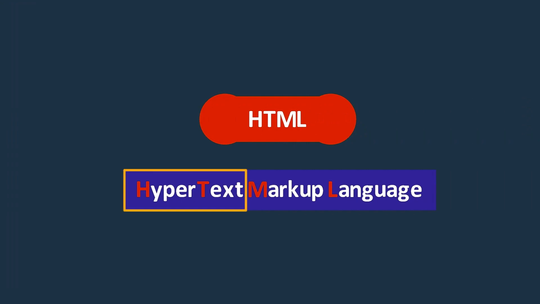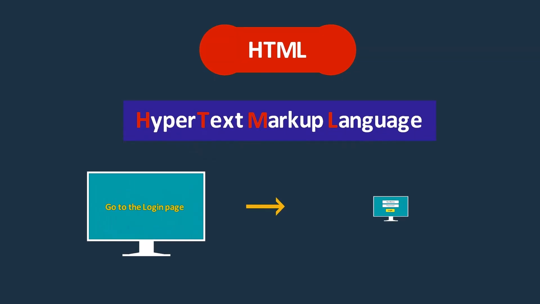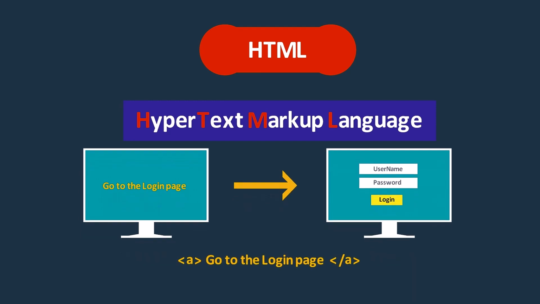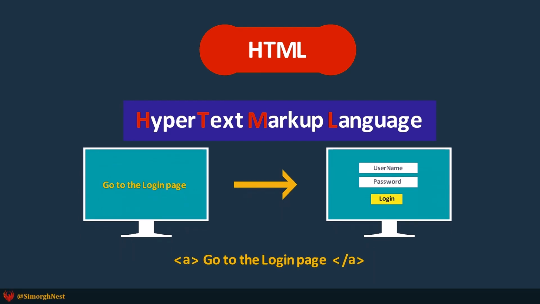Hypertext in HTML means that it contains links that allow the user to jump to other pages. For example, HTML uses hyperlinks to link a document to another document or resource. A basic link is created by wrapping a text inside an A element.